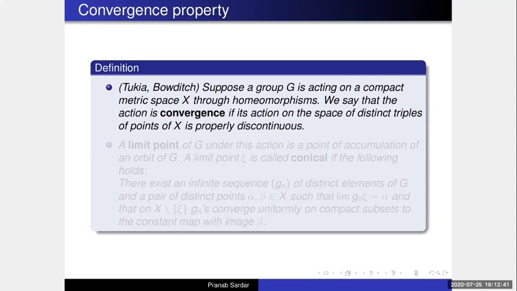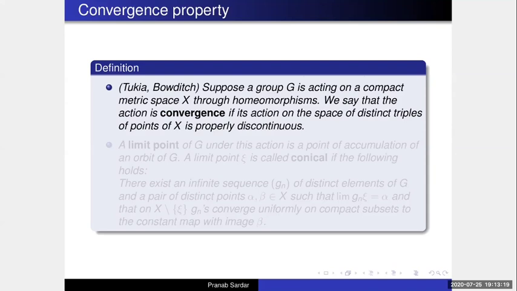Although it is not easy to see, the term we are defining here is a convergence action, and the definition doesn't say anything about convergence. There is nothing like a limit in it, and this is not really the original definition. The original definition was due to Tukia, who defined it in a slightly different way, inspired by Kleinian groups. Then Bowditch showed that it is equivalent to this one. Since this one is much easier to understand, I am stating this definition. So this is a convergence action.